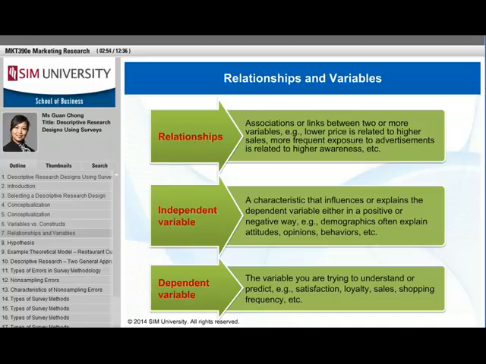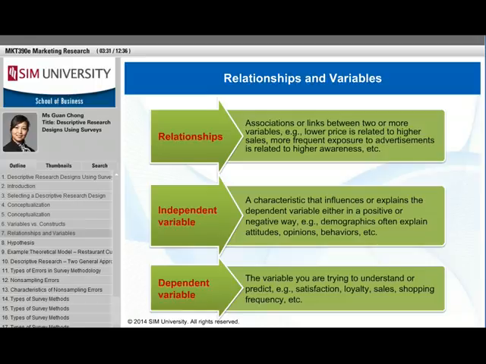Relationships are associations or links between two or more variables. For example, low price is related to high sales, or more frequent exposure to advertisements is related to high awareness. An independent variable is a characteristic that influences or explains the dependent variable either in a positive or negative way. For example, demographics often explain attitudes, opinions, and behaviors.